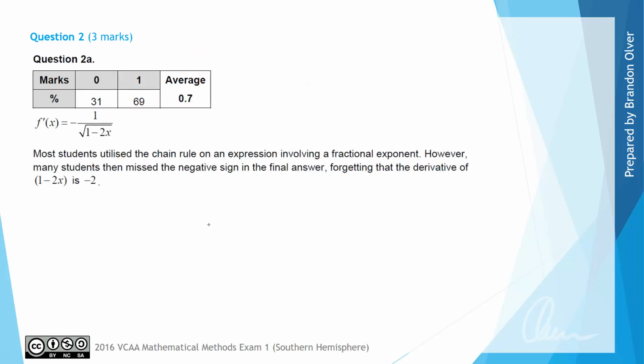So from the examiner's report we can see that this question was quite well done, with most students utilising the chain rule on the expression that involved a fractional exponent, which is the u to the power of a half we saw on the previous page. However, many students missed the negative sign in their final answer, forgetting that the derivative of 1 subtract 2x, which is our inner function, was actually negative 2.